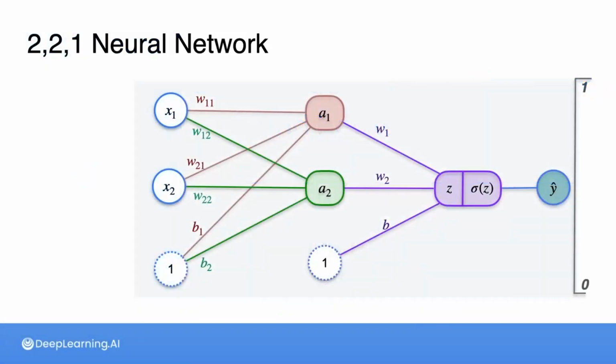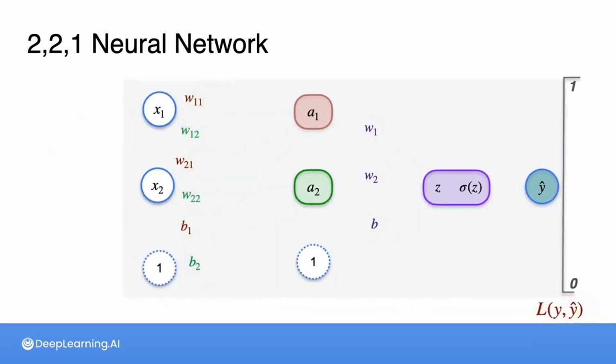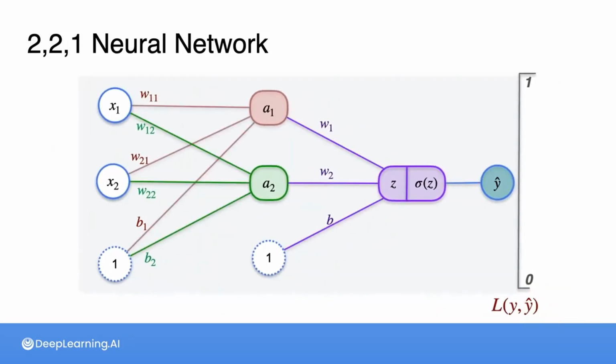So now that we know what a neural network looks like, all we have to do is find these derivatives in order to do gradient descent. So recall that the goal is to adjust each one of the highlighted weights and biases in order to reduce the loss function L(y hat). And so basically, we need to see how each one of these weights affects the loss. And that is what the partial derivative of L with respect to Wij tells us. Same thing with these biases. How do these biases affect the loss? Well, the partial derivative of L with respect to Bi tells us that.